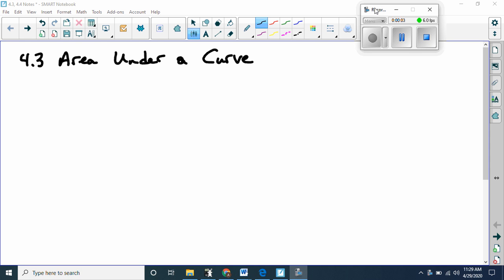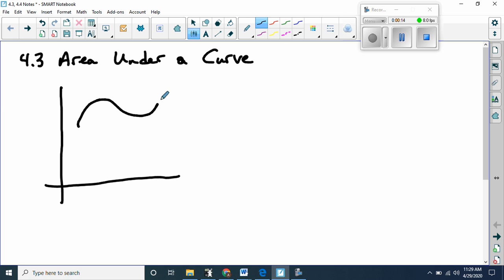Now this section 4.3 is on area under a curve, and then we'll hit 4.4 today as well. What we're trying to do is, if I have a function, let's call that f of x, and an interval, so a starting x value and an ending x value, we want to know what this area under here is.